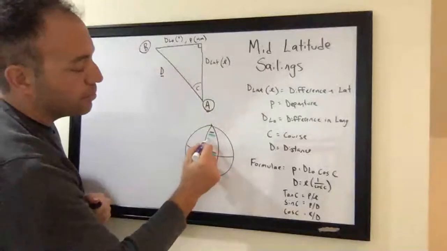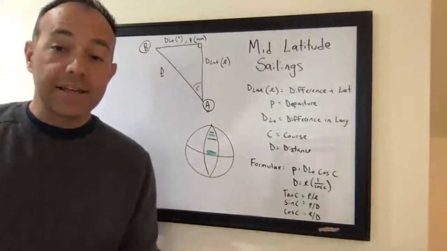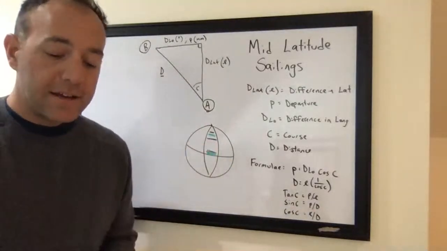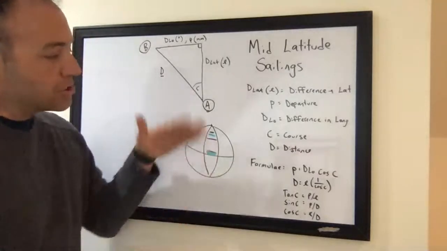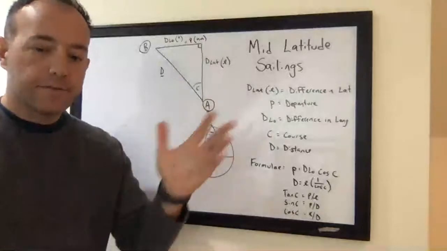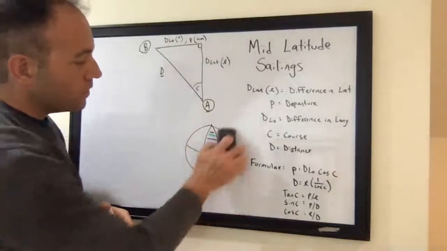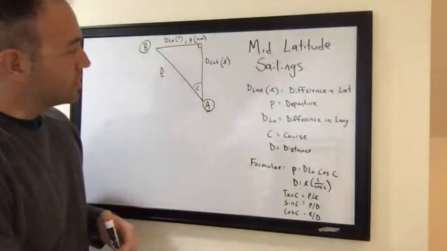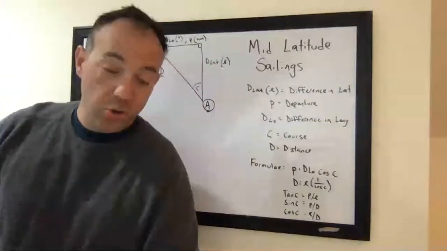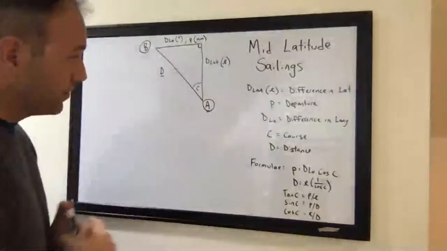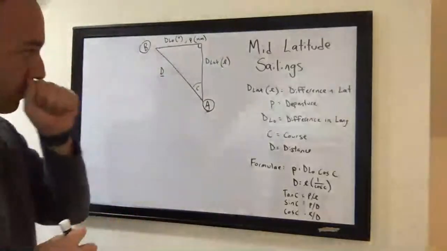departure is going to be the number of nautical miles at a given latitude. We covered that in the parallel sailings lesson a couple weeks ago, but departure is just a little tricky because it's kind of a little bit out there. So that covers this triangle, and when we get to our formulas, if you remember the SOHCAHTOA thing from middle school, then that'll be helpful for you here.